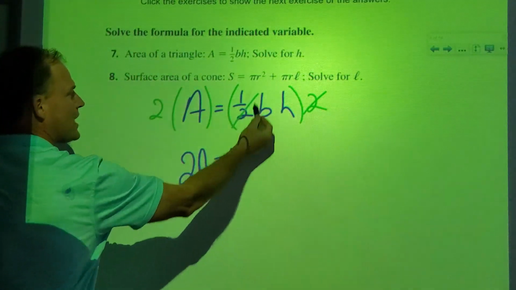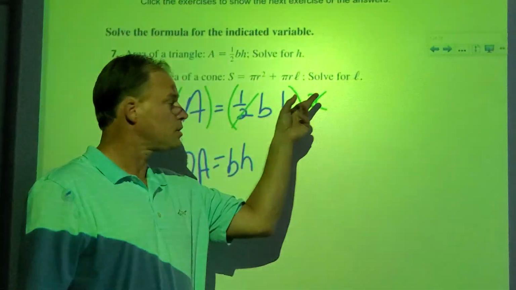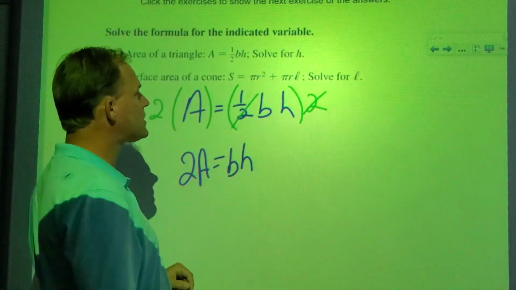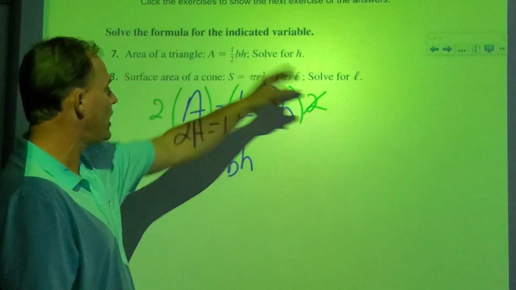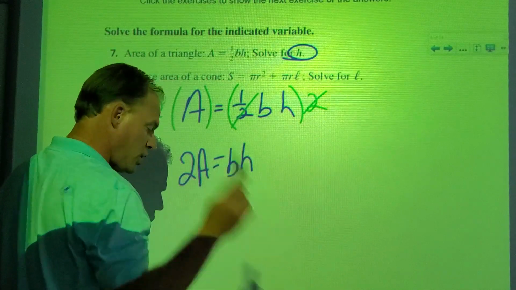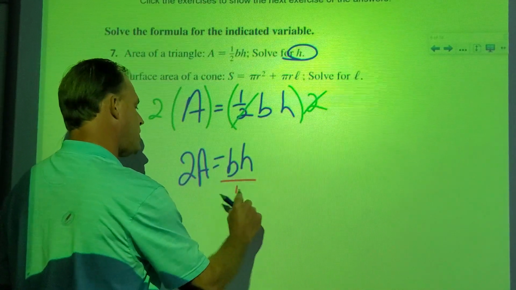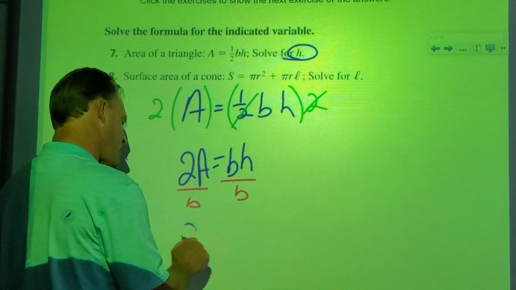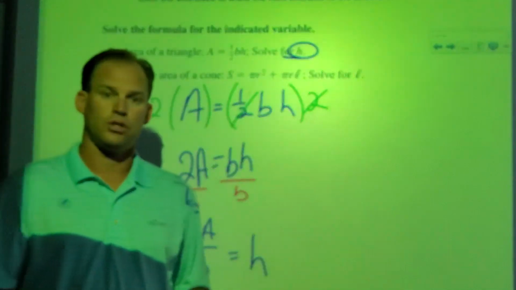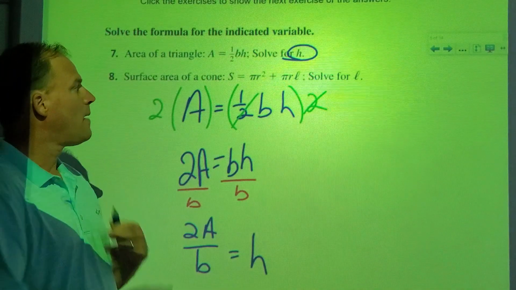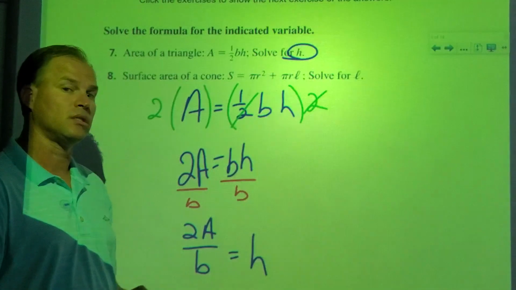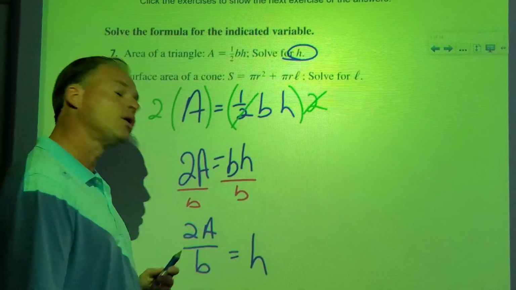Whenever you have a fraction here, it's a lot easier to multiply by the reciprocal. I know you've heard that before. I take the 1/2, flip it to 2 over 1, and multiply by that on both sides of the equation. Now I am solving for h. Don't lose track of what you're solving for. So I divide by b, and I have 2A over b equals h. So, a little trick there with the 1/2: multiply by the reciprocal to clear out those fractions, and then do whatever other steps you need to do.